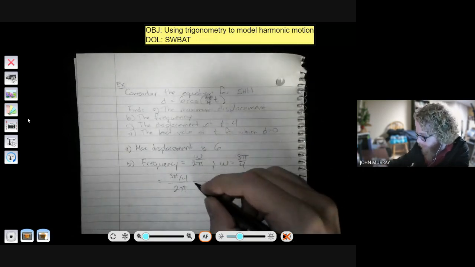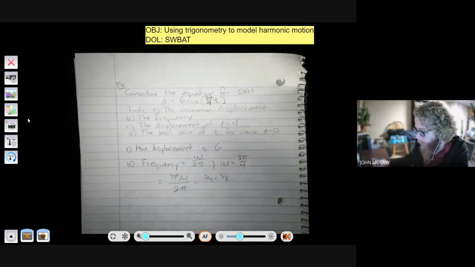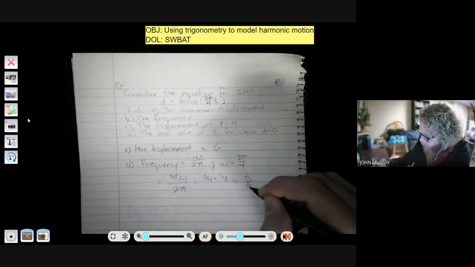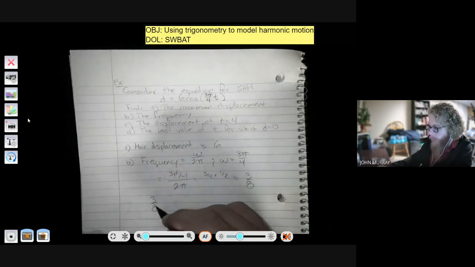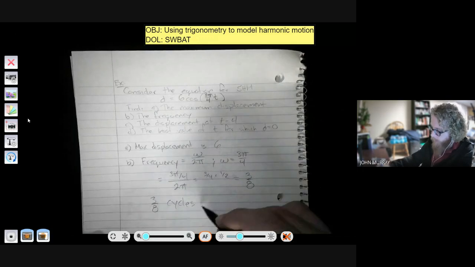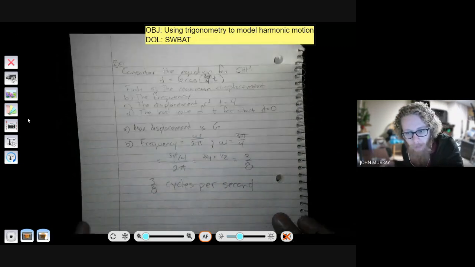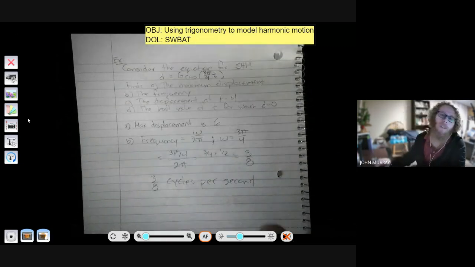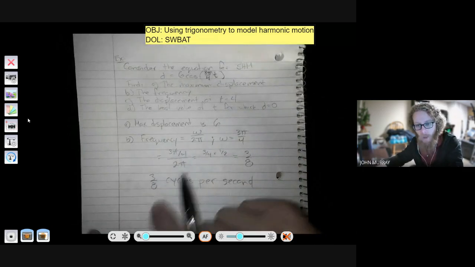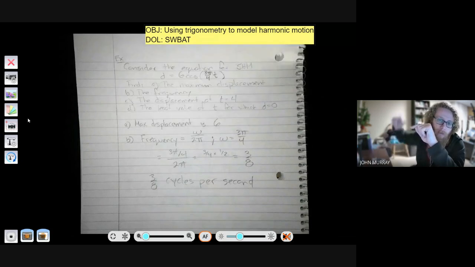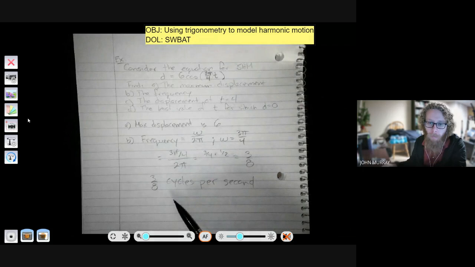The pi's cancel out. So I have 3/4 times 1/2 if I do a keep change flip. So 3 over 8. So let's think about that for a second. 3 over 8 cycles per second. So in 1 second, whatever I'm looking at goes through 3/8 of a cycle. So we almost make it halfway through a full up and down, but not quite.